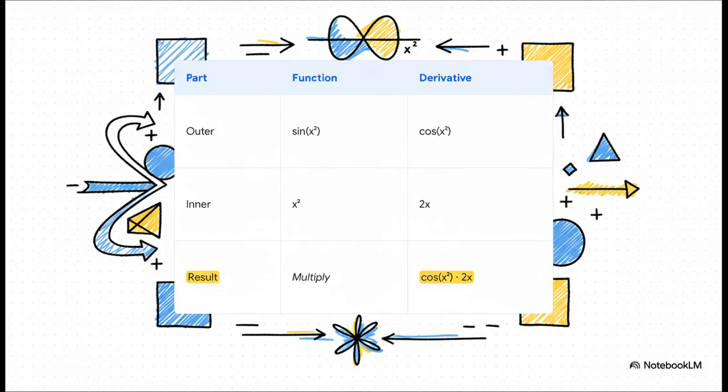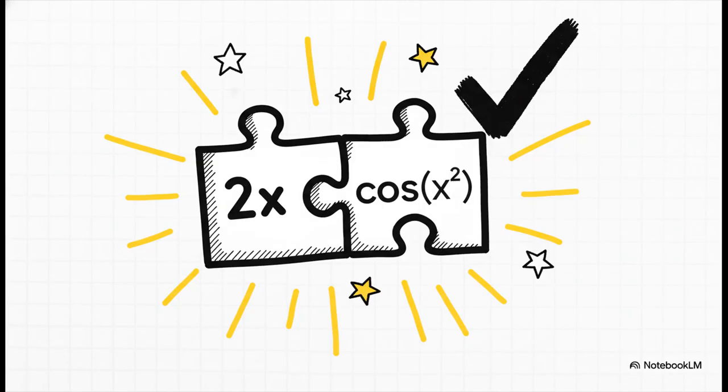We take the derivative of the outer part, sine, which becomes cosine, but we keep the original guts inside it, so cos of x squared. Then we find the derivative of the inner part, x squared, which is 2x. And finally, we just multiply those two pieces together. And there we have it. The puzzle is solved. The derivative of sine of x squared is 2x times cosine of x squared.